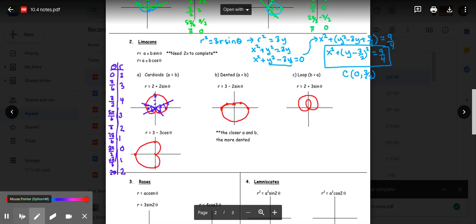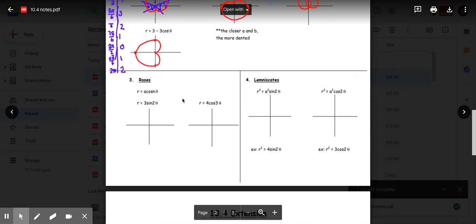All right, last part, roses. Just some notes about roses. When n is an even number, that would be this number right here, so this 2 is even, to get the number of petals, you would double n. That's when n is even.